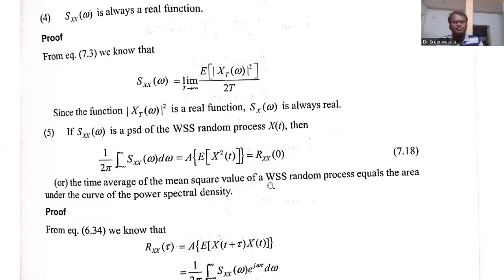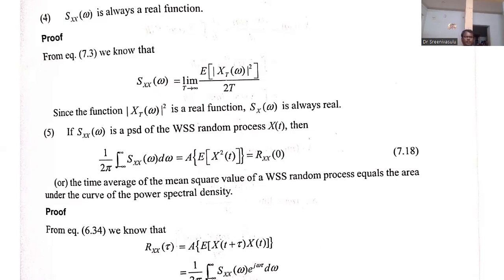Now you see, this Sxx of omega is obtained from the expected value, the limit as T tends to infinity of the expected value of magnitude of X_T of omega whole square by 2T. Since the magnitude of X_T of omega is a real function, it is definitely a real function. That's why this Sxx of omega is always real.